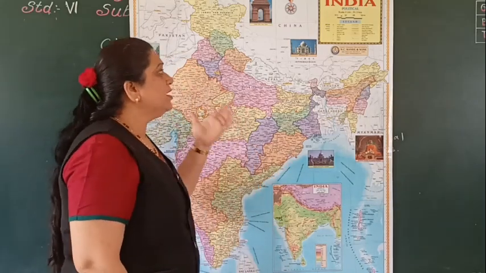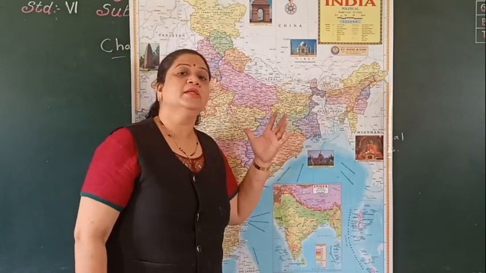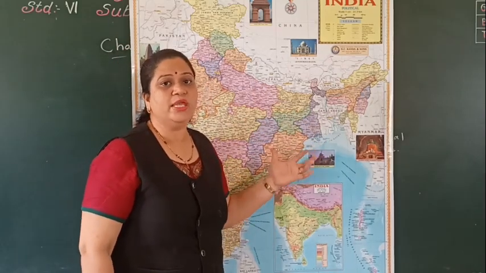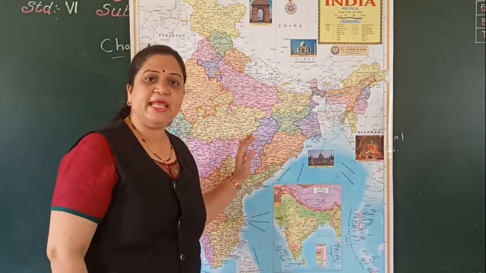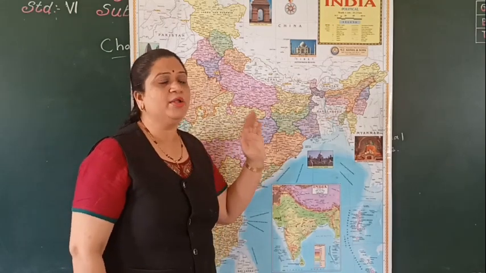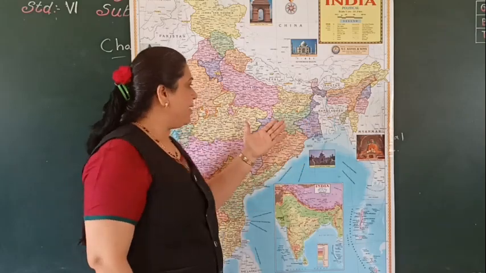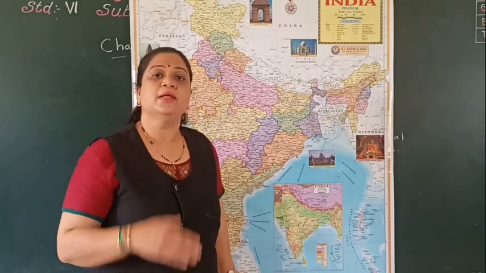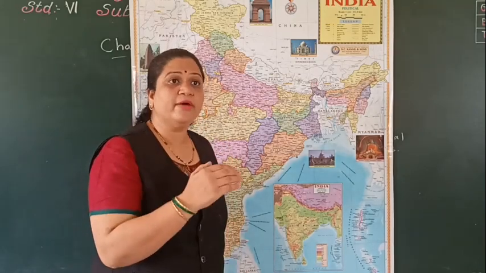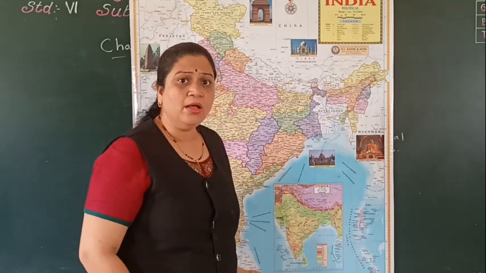So children, the distance, direction and the symbols are the three main components which help us to study the language of the map. It is very easy to locate the places, but we have to keep in mind the three components of the map. Now children, the one who makes the map is known as the cartographer, but the cartographer has to consider these three components when he makes the map.